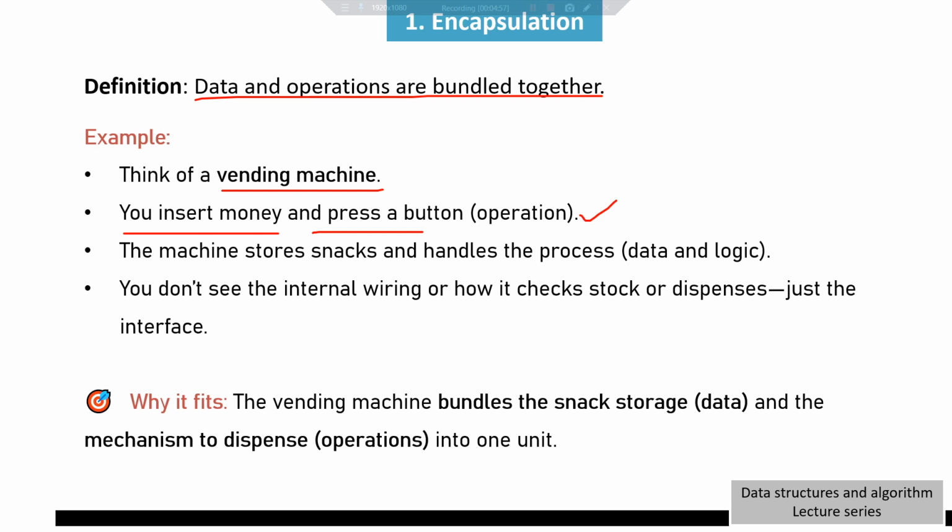So you don't see the internal wiring of that machine or how it checks the stock or dispenses the snacks. You just see the interface part of it. That's why it is called encapsulation. Only data and operations are bundled together. Why does the example fit? Because the vending machine bundles the snack storage, that is data, and the mechanism to dispense, that is operation, into one unit. That's why it is termed as encapsulation.